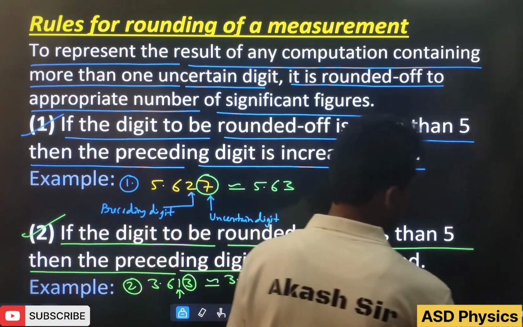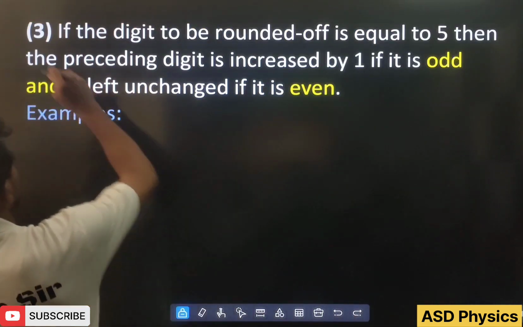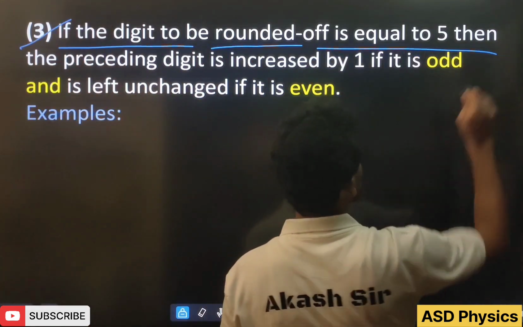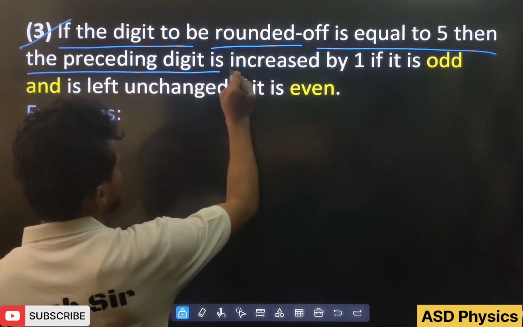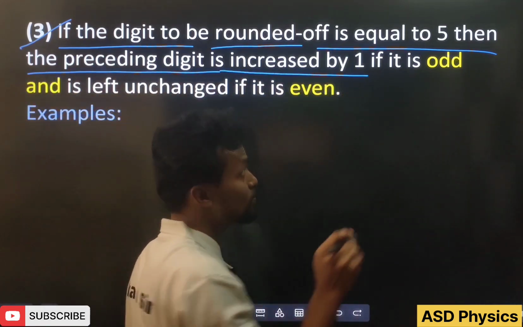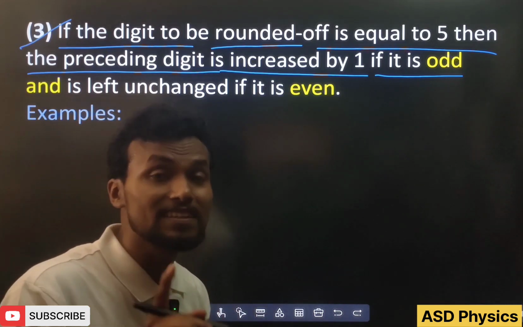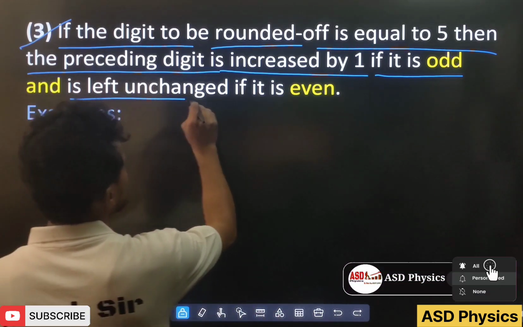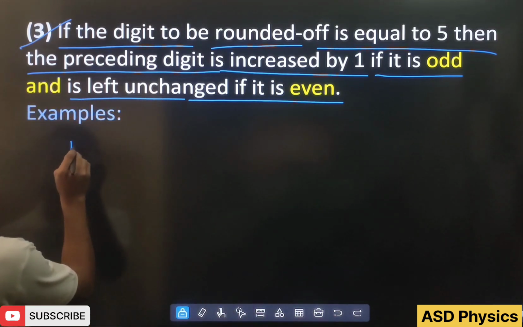Great. Next one is, students, the third rule. Important. If the digit to be rounded off is equal to 5, then the preceding digit is increased by 1 if it is odd. Again I am telling, the preceding digit is increased by 1 if it is odd, and is left unchanged if it is even. Okay, so we will see examples one by one.